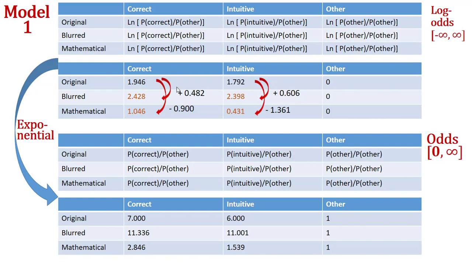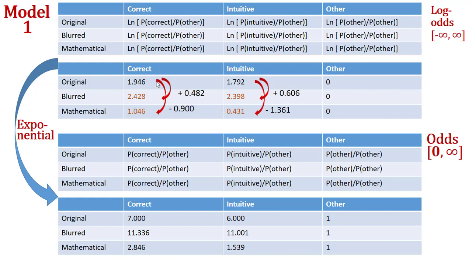Basically, it means that the log likelihood of correct over other in blurred is 0.482 more than the one for original. So if in original the log likelihood of correct over other was 1.946, we have to add 0.482 and it gives us that, but this value you will never see in the output of the statistical software.